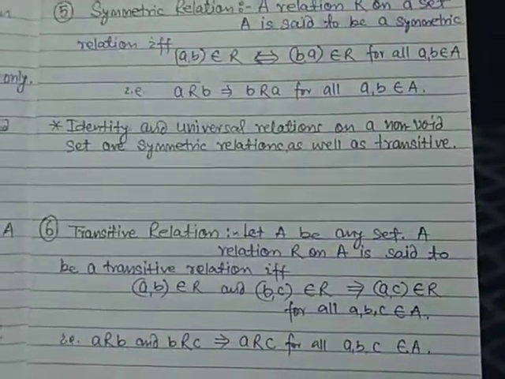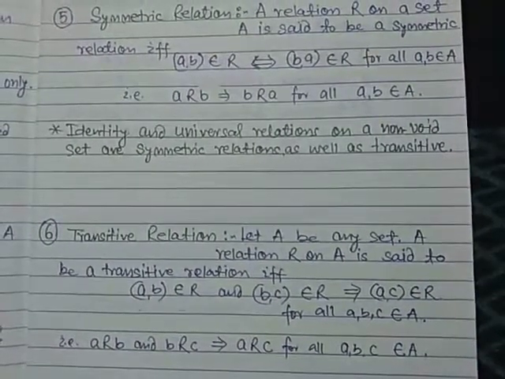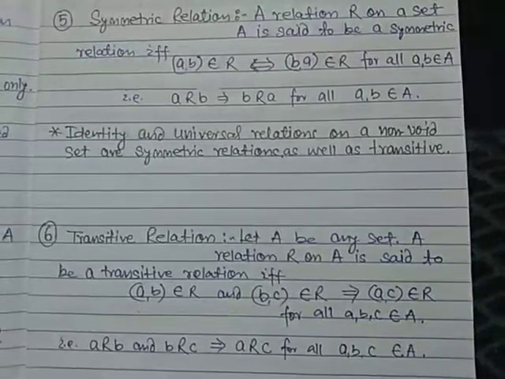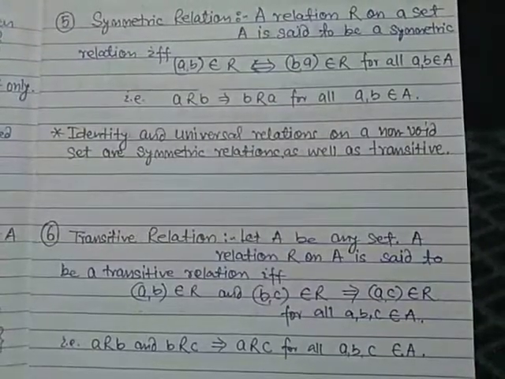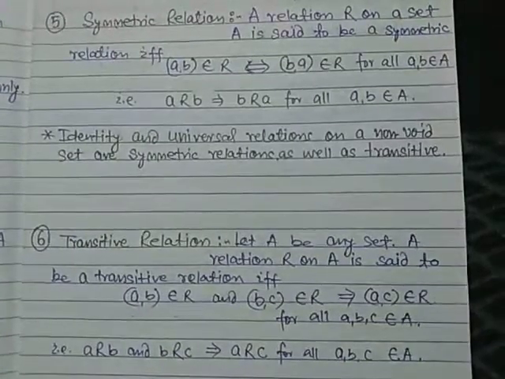So simply we may remember it as: if (a, b) belongs to R, (b, c) belongs to R, and after these two (a, c) belongs to R, then we say that relation is a transitive relation.